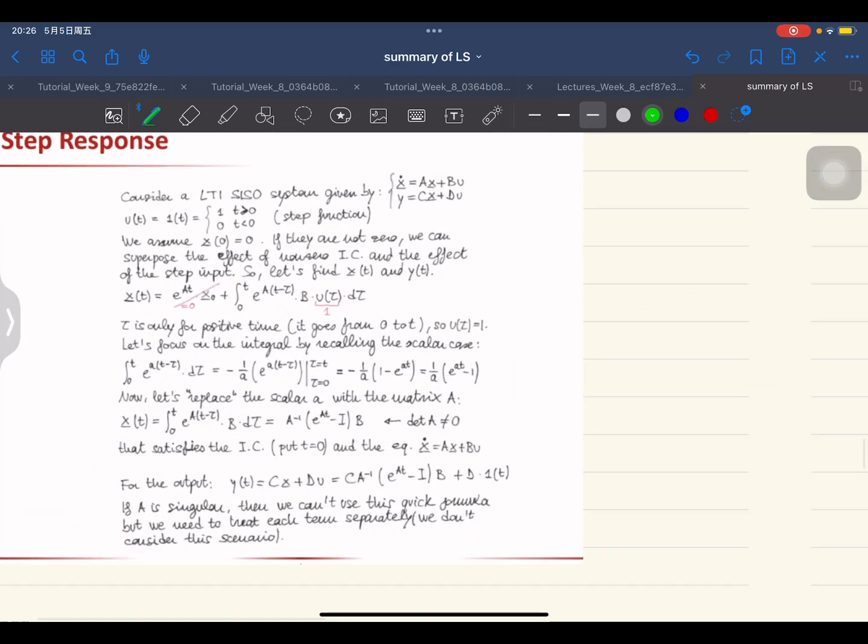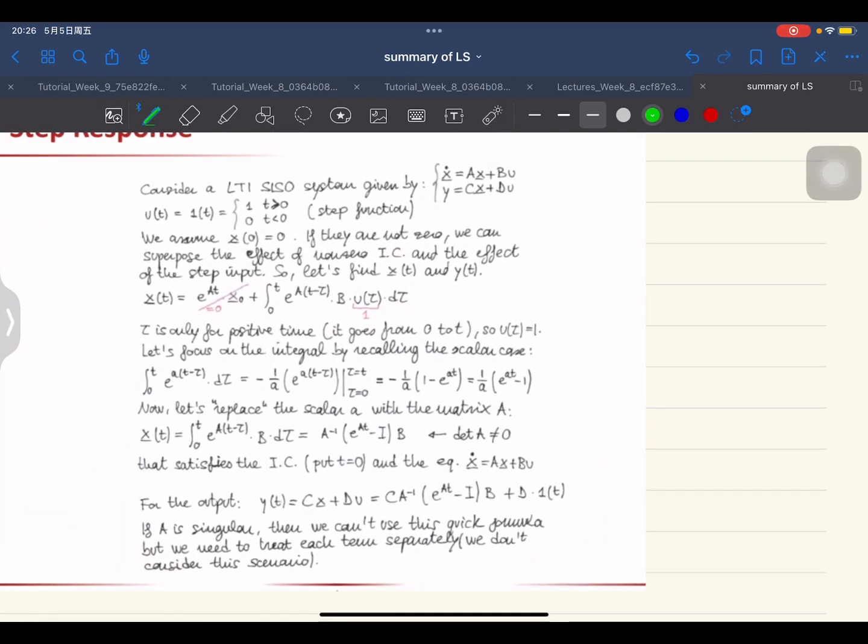Let's see the step response. Consider an LTI SISO system given by this formula. This is the formula we have seen before. So u(t) is equal to 1 when t is bigger than 0, and equal to 0 when t is smaller than 0. Step function. We assume S0 equals 0. If it is not 0, we can superpose the effect of the non-zero initial condition and the effect of the step input. So let's find s(t) and y(t). s(t) will equal e to the At times s0, the solution we have talked about before, right? And for the latter, maybe it is used for the particular solution, I do not know. But now we have given you the response solution. So you should take them together.